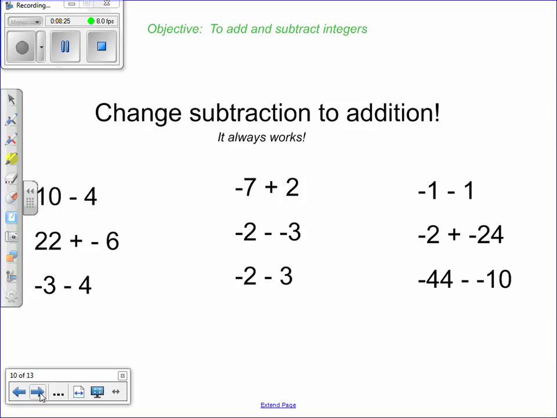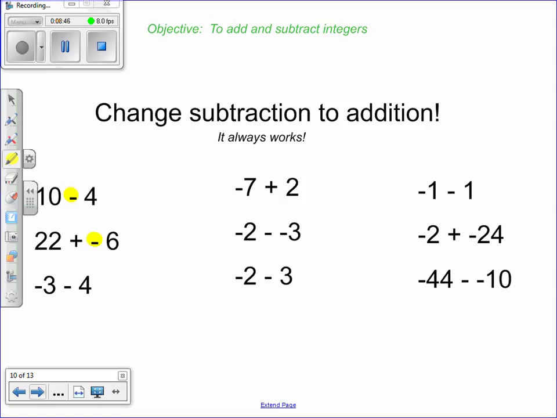Okay, so change subtraction to addition. It always works. The first thing I'm going to do in these problems, these lovely, beautiful math problems, sorry I didn't give you more, is I'm going to look for subtraction. So first problem, is that subtraction? Yes, subtraction always comes after a number, so in that case, yes, it is subtraction.